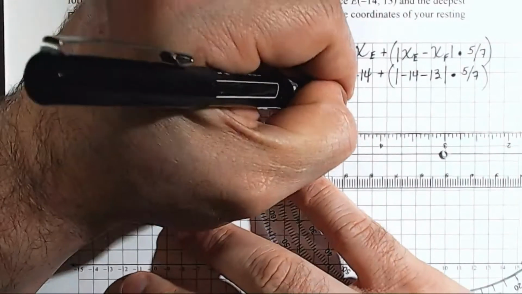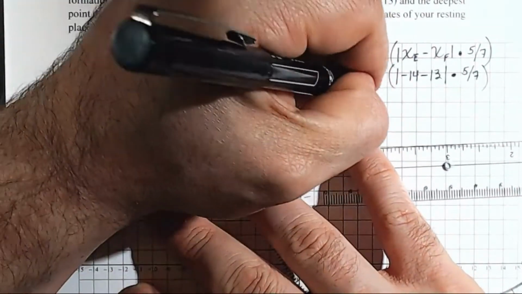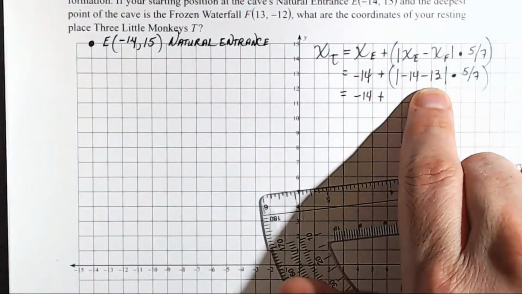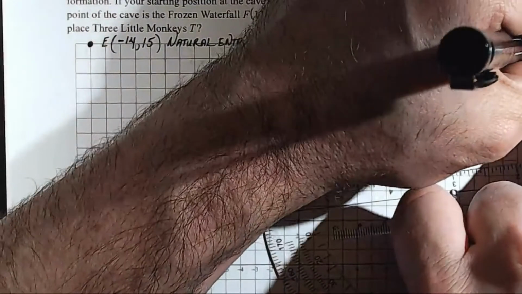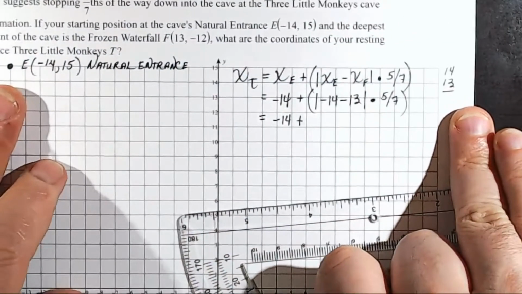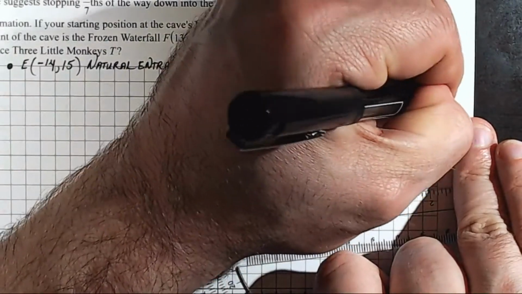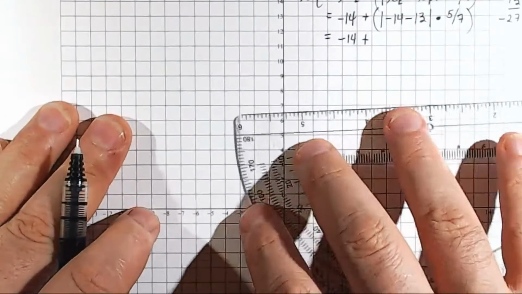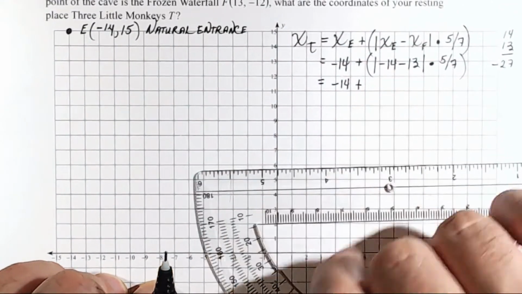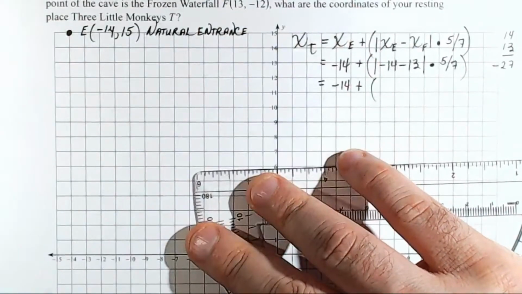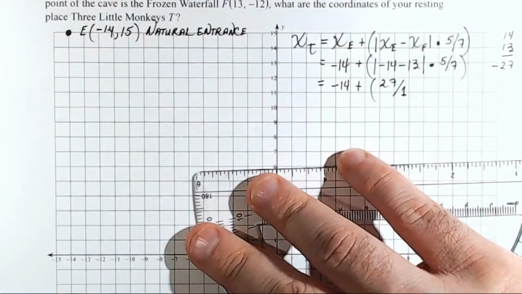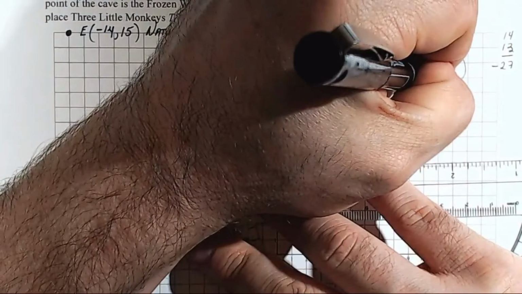All right, so here we go again. We've got that beginning x coordinate, -14, plus, now we got to do -14 minus 13, which is just 14 plus 13 with a negative sign. So that would be 7 and 2, -27. So the absolute value of -27 is positive 27. So we just go in here and put 27 over 1 times 5/7.